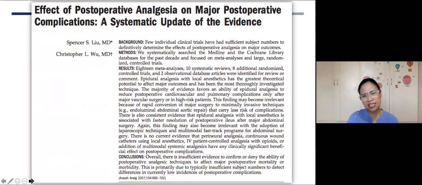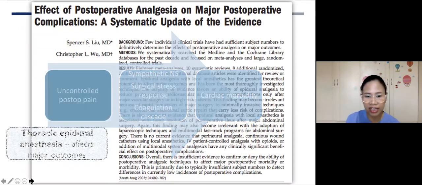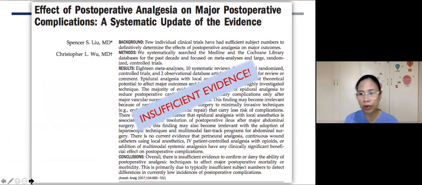Okay. So this is another trial, another big review, no? Including trials that tried to answer the hypothesis that if you control post-operative pain, then cardiac morbidity in the post-operative period would be decreased. So among all neuraxial techniques included in this study, it was only thoracic epidural anesthesia that had an effect on major outcomes. The rest, like lumbar epidural and spinal anesthesia, when given to the patients, they found out that there was insufficient evidence to conclude that it decreased morbidity and mortality.